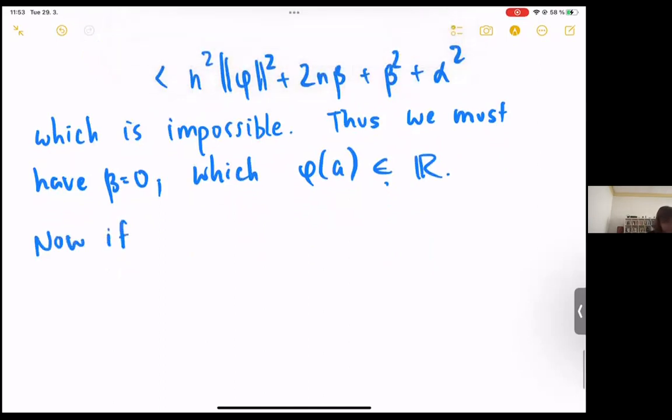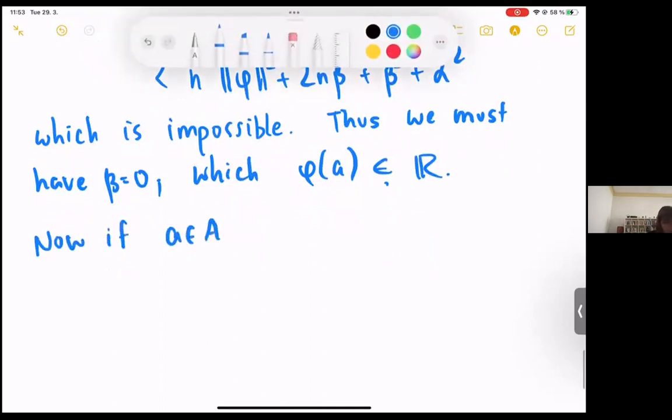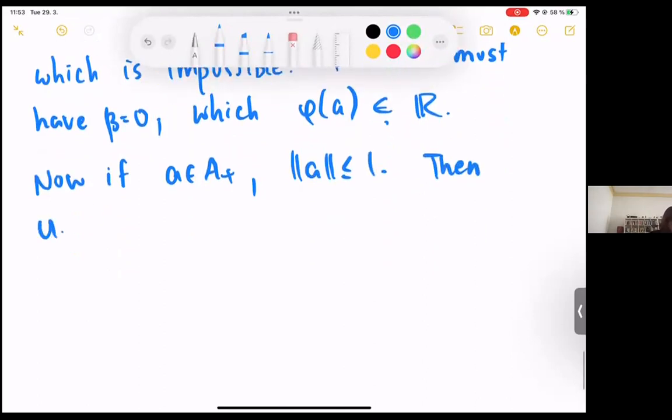So we're almost there. We have A and A plus. And let's assume it has norm at most 1. We can always do that by scaling. Then we have that u lambda minus A. Well, that's definitely self-adjoint. And we also have that u lambda minus A is less than u lambda.